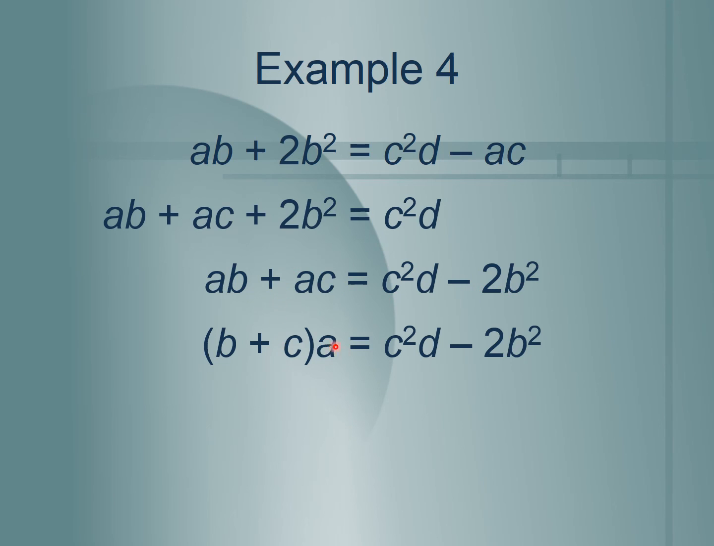So I'm trying to solve for a, and I notice that a is in both of those terms, so I'm going to use my distributive property, and I'm going to kind of undo the distribution of that a. It's called factoring. Because if you think about it, a times b is ab, and a times c is ac. So now that I've done that, if I want to solve for a, I just have to divide both sides by b plus c.